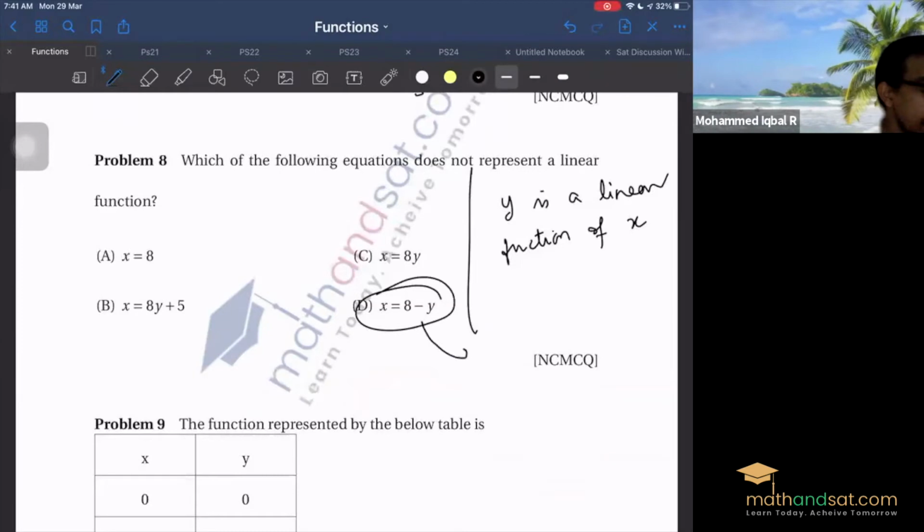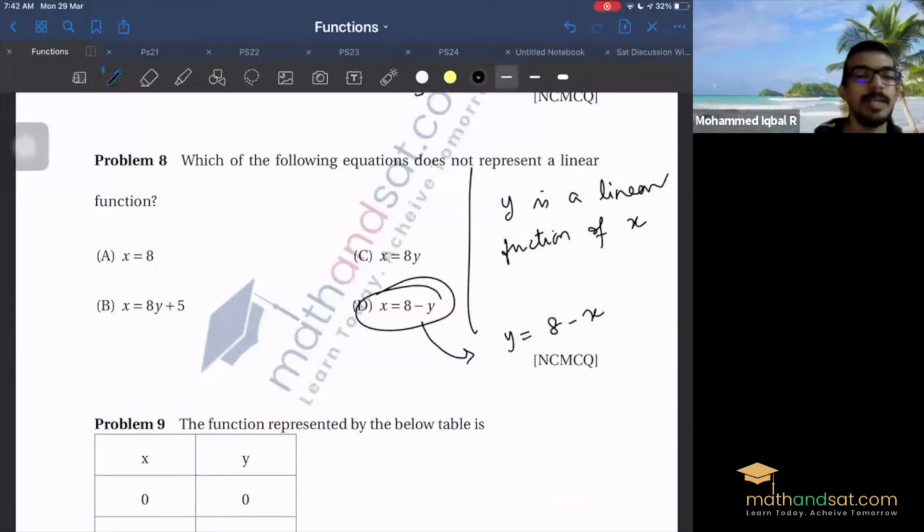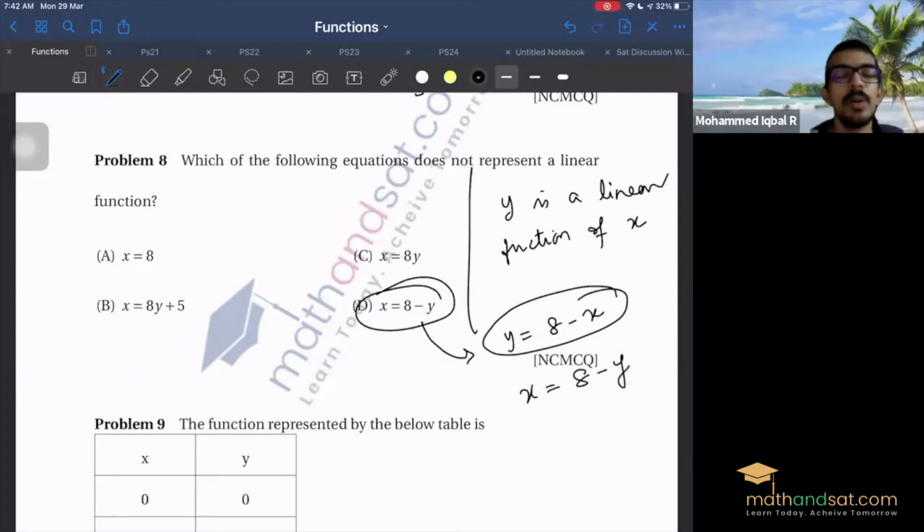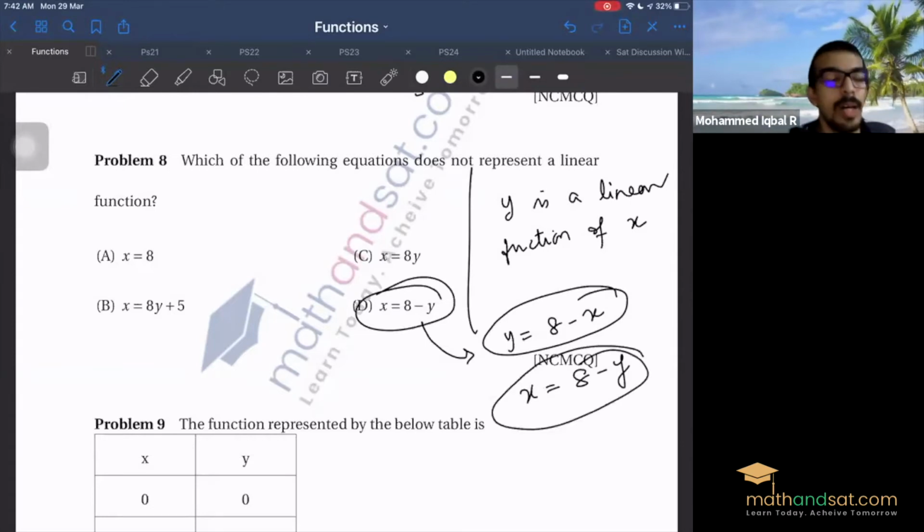It's actually y is equal to 8 minus x, which is a linear function. Y is represented as a linear function of x. But you can also write this as x is equal to 8 minus y, which is exactly what is given in the question. Now this looks like what? X is represented as a linear function of y. Okay, these both are essentially the same.